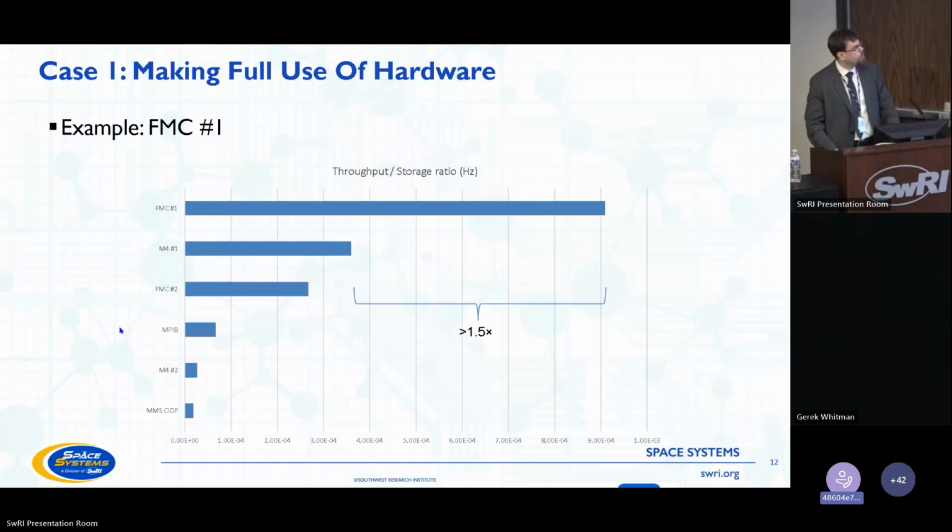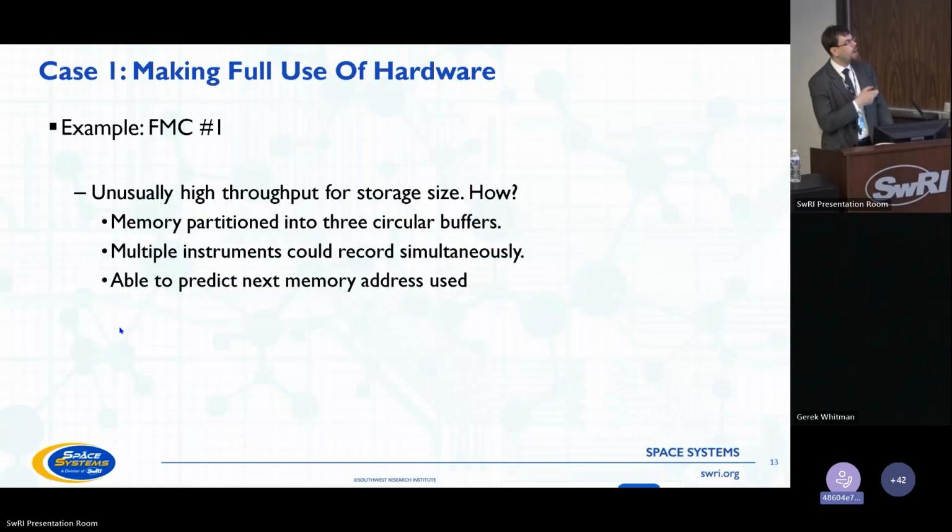That top bar, the one for FMC number 1, is more than 250% as throughput per storage as its closest competitor. So this obviously stemmed from interesting requirements, but that also means that we had to use interesting techniques to meet those requirements. So how did we get such a high throughput per storage ratio? Well, we partitioned the memory into 3 circular buffers. The 3 was how many different types of data you could store that came from instruments. So multiple instruments could record simultaneously, but we were able to very tightly predict the next memory address that was being used. And of course, the next memory address that would be deleted.